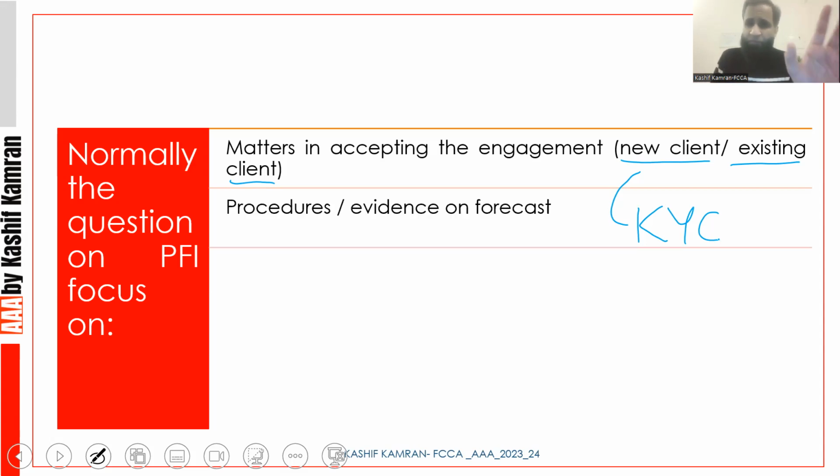Number two, procedures and evidence on forecast. That's the most important part of a PFI question. Examining team asking you to write procedures and evidence on forecast. Sometimes it's the procedures, sometimes it's the evidence on the forecast given in a PFI question. None of the PFI questions will be without a forecast, and none of the PFI questions will be without procedure or evidence. So this is like a must.